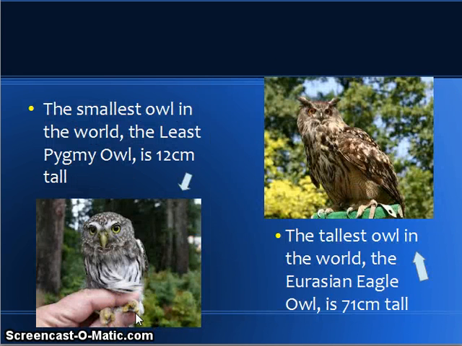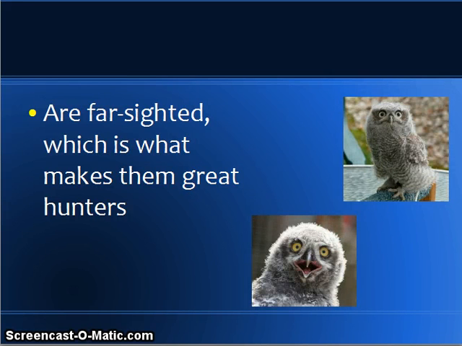Interesting fact number 2, the smallest owl in the world is the least pygmy owl, which is roughly 12 centimeters tall, which is also 4.5 inches, which is right here. It's really cute. And the tallest owl in the world is the Eurasian eagle owl, which is about 71 centimeters tall.